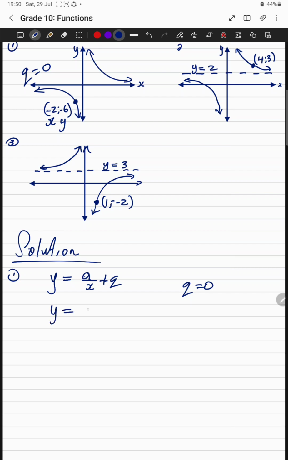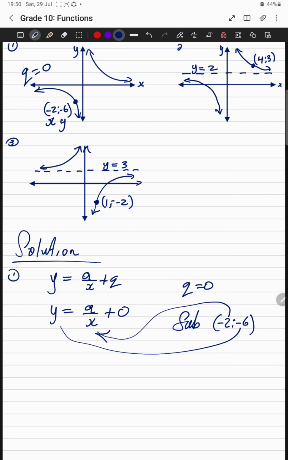Then we continue by saying, therefore, y is equal to a over x plus 0. And then we just substitute with a point that is on the graph. The point there is -2, -6. In the place of x, we put -2. In the place of y, we put -6. And then we solve for a. So we put -6 is equal to a over -2. There's no need to write 0 because any number plus 0 is going to be that number.